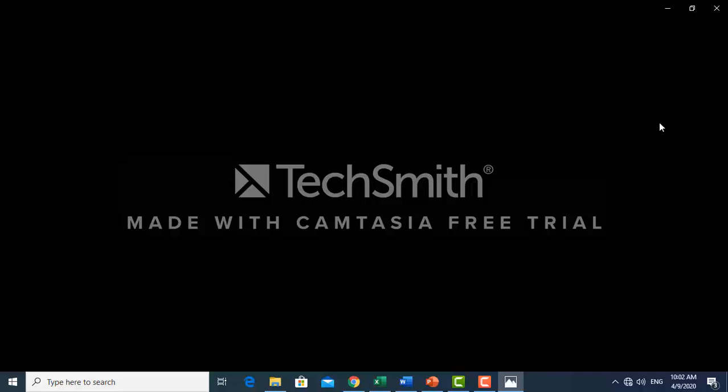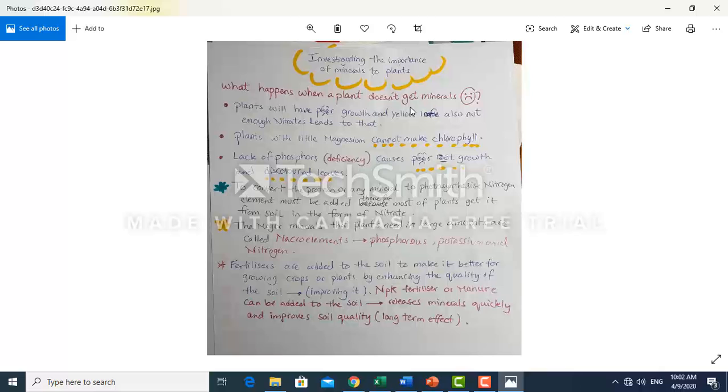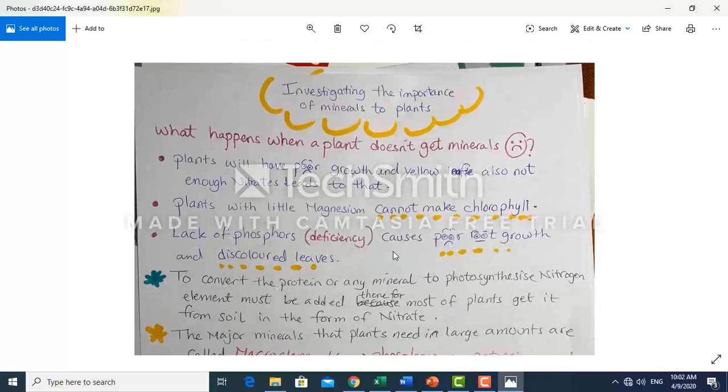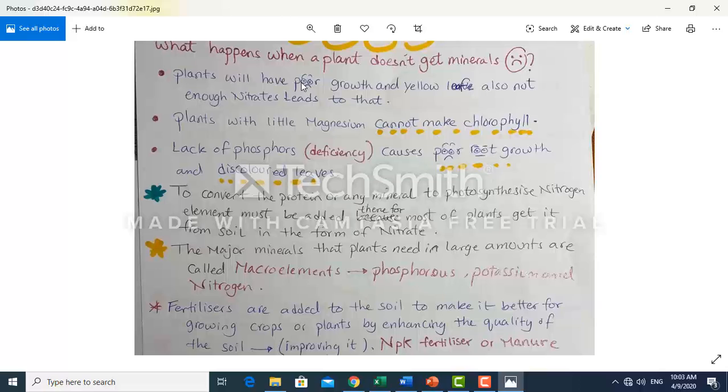And the last lesson for today, or actually the last lesson in biology for grade 8, is investigating the importance of minerals to plants. Okay, we know that plants actually feed on material from the environment, right? But it's very important: plants don't survive on just water. They also need minerals to help them grow. Okay, what happens when a plant doesn't get the minerals? I'm sure a major thing happens.